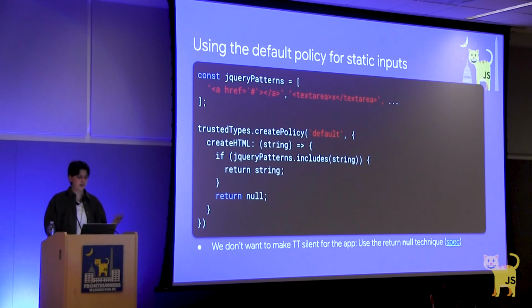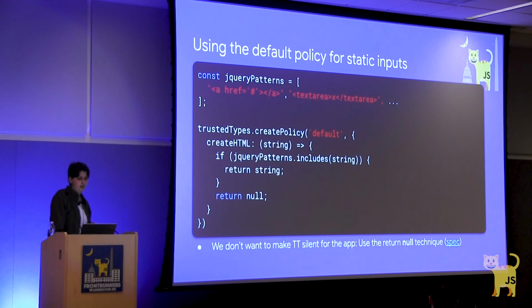Another use of the default policy we found really useful is to allow certain static patterns that we can't change in a third-party library. jQuery is one that comes up a lot during our rollouts. A lot of jQuery APIs use inner HTMLs under the hood, especially when creating elements, as you see here. So like a link element or a text area, this is the first thing jQuery does under the hood. Since we can't fix this in jQuery, we can write a default policy to allow only these inputs since we know that they're safe, therefore unblocking our adoption of trusted types.